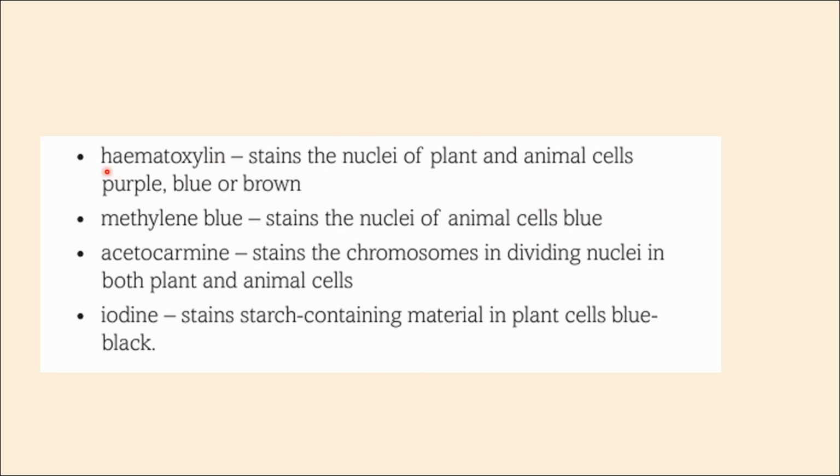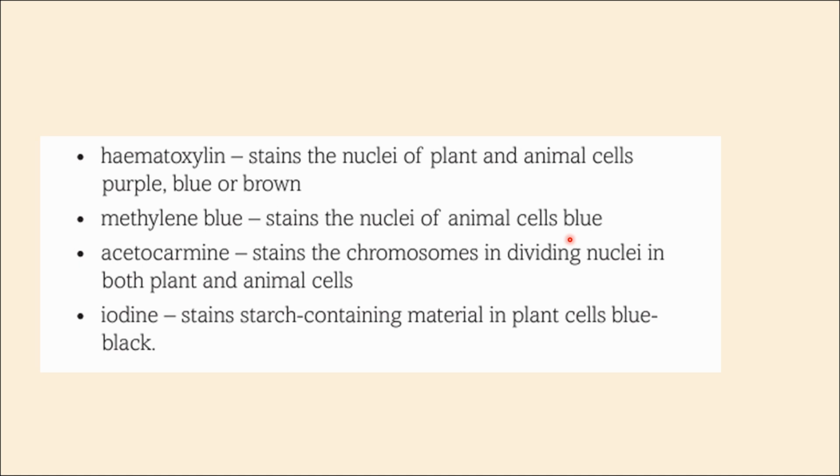Very first we have hematoxylin, which stains the nuclei of plant and animal cells purple, blue or brown. Then we have methylene blue, which stains the nuclei of animal cells blue. You know, hematologists who deal with blood samples often use methylene blue to stain the patient's blood smear. Then it will give you some nice pictures with detailed differentiation among blood cells.